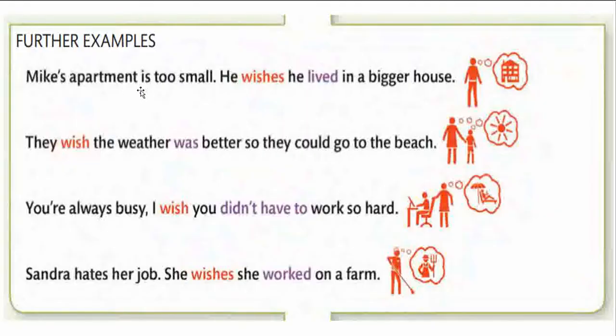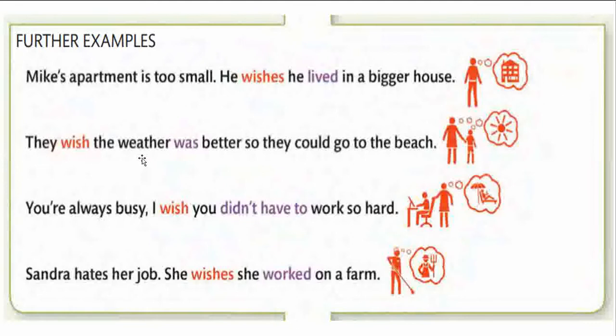Mike's apartment is too small. He wishes. Why wishes? Because we are using the third person pronoun. He wishes he lived, simple past tense, in a bigger house. That means his apartment is small, and if he works harder or makes amends, he can live in a bigger house later. So his regret is of the present using simple past tense.